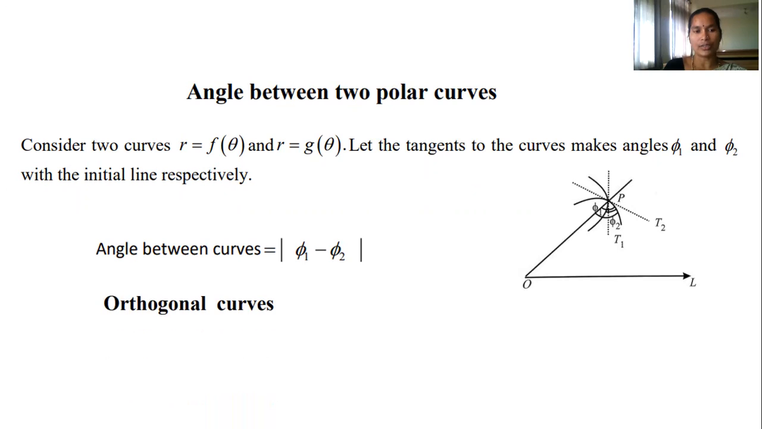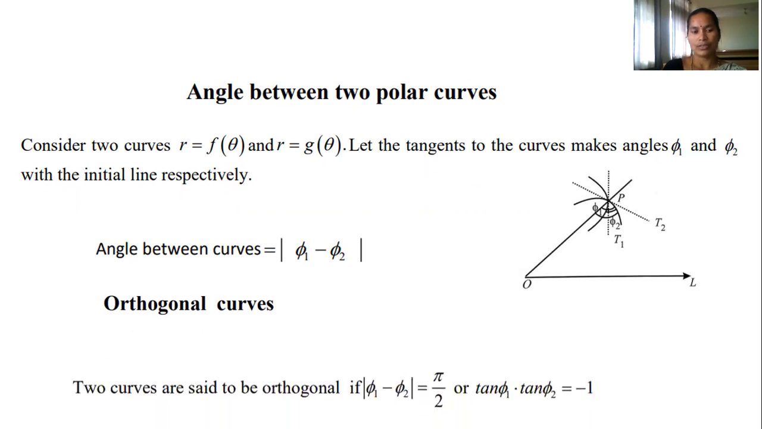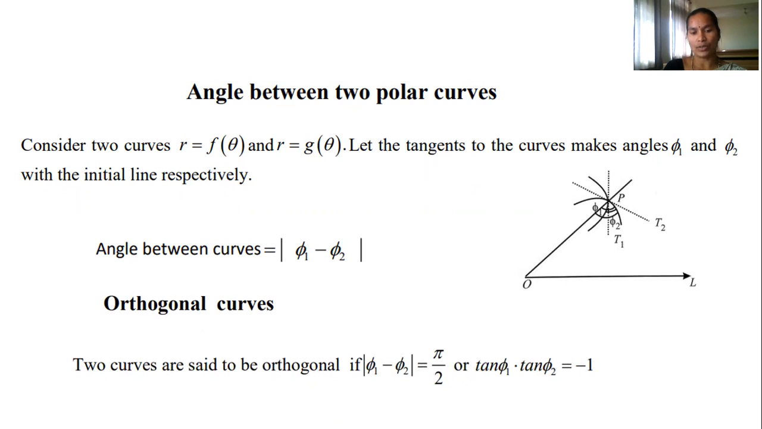So what is the condition to say that the given curves are orthogonal to each other? We'll consider that now. The two curves are said to be orthogonal if the modulus of phi 1 minus phi 2 is equal to pi by 2, or tan phi 1 into tan phi 2 is equal to minus 1. If this condition is satisfied, then we can say the given curves are orthogonal to each other. That is, modulus of phi 1 minus phi 2 equals pi by 2, or tan phi 1 into tan phi 2 equals minus 1. If either condition is satisfied, the given curves are said to be orthogonal to each other.